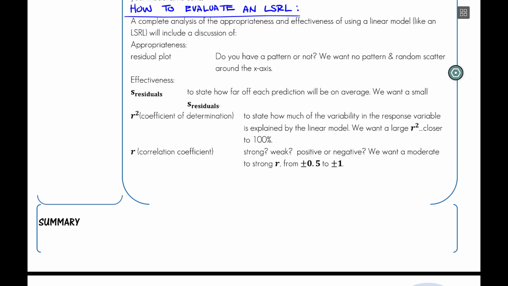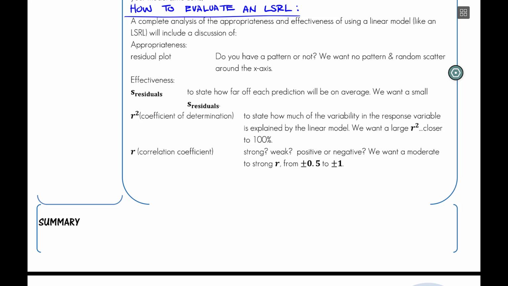Then there's r squared, the coefficient of determination. It states how much of the variability in that response is explained by the linear model. We want a large r squared. We want closer to 100%, because then that says any change that we see in the price of our trucks or in the area of our pizza is due to our explanatory variable, the miles driven, or the radius of that pizza. Then we can look at the correlation coefficient, right?